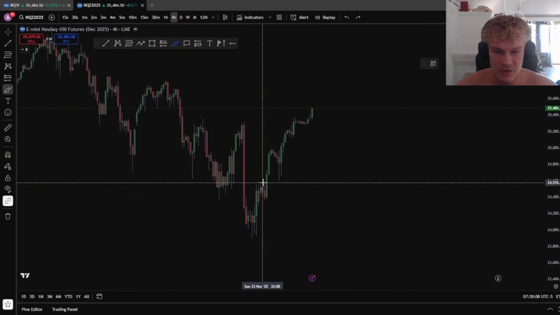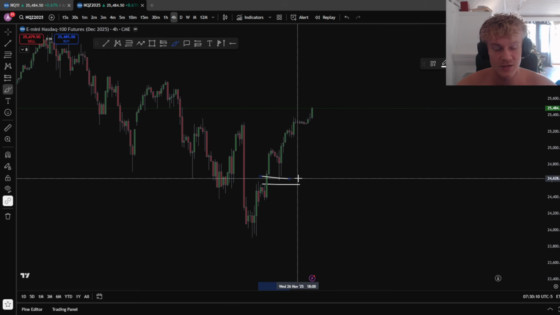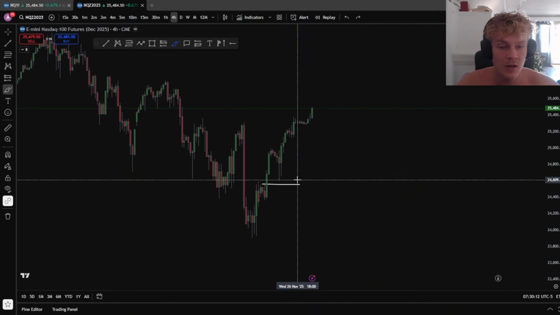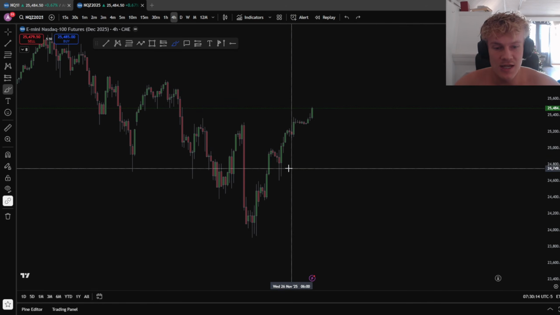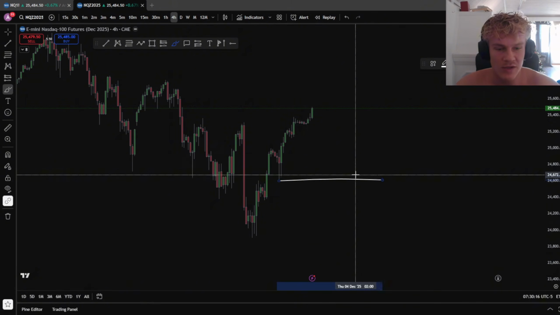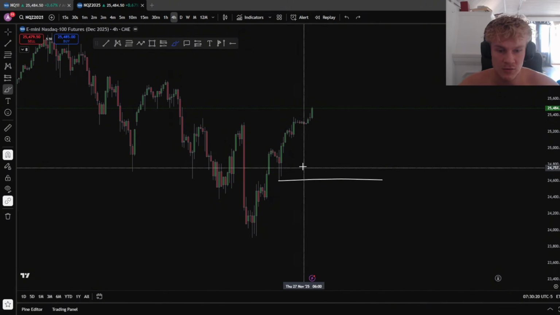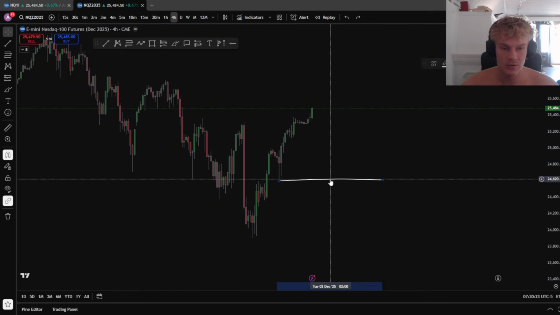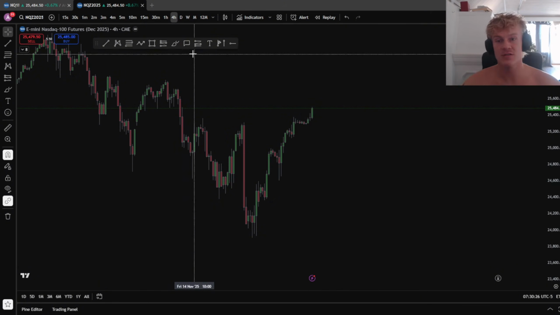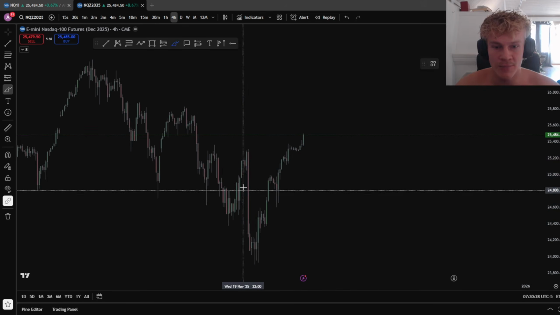For example, here we are rejecting from a fair value gap, which is a coming video. This has clearly rejected from something. So if we were to go down and take out this low, we would most likely go up from here. This is a nice low to take, especially considering we are flipping into a bullish trend.